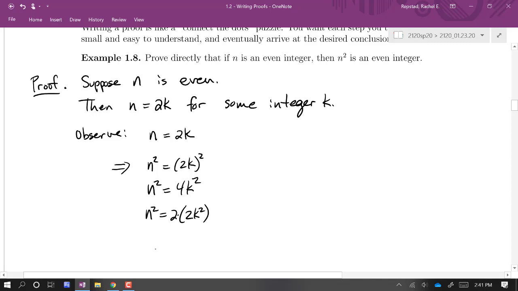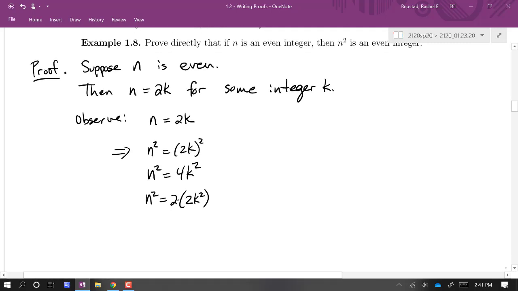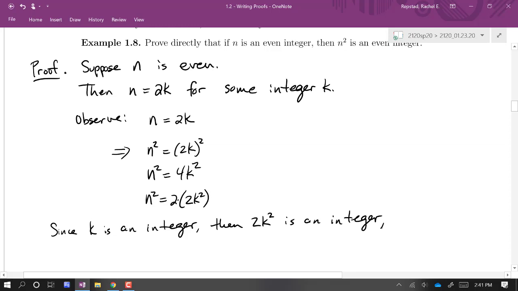So the only thing I'm left to do here is just to point out that k was an integer, so 2k squared is an integer. And so n squared, which is equal to 2 times 2k squared, is even. As desired. That's what we wanted to show.